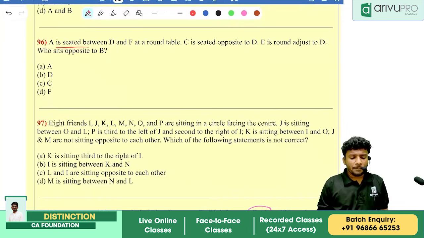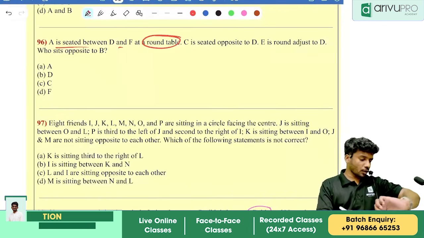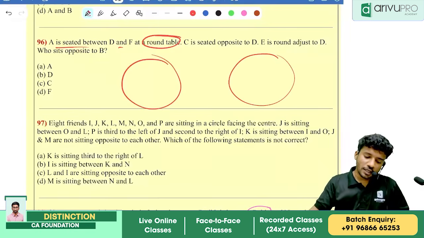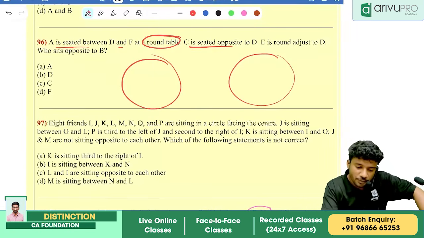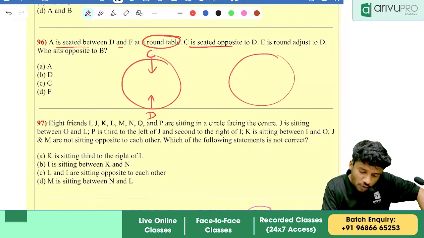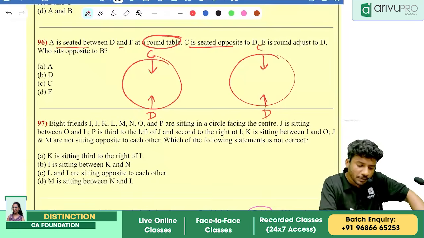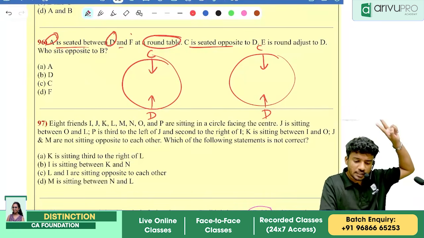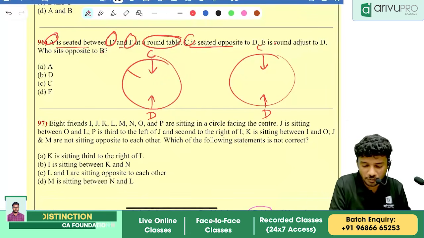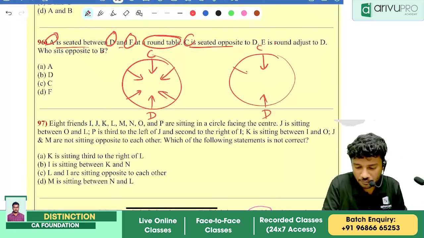A is seated between D and F in a round table. How does a round table look like? Like this. Then C is seated opposite to D. How many people are there in total? A is there, D is there, F is there, C is there, E is there, B is there. That means 6 people are there. Draw the picture accordingly.